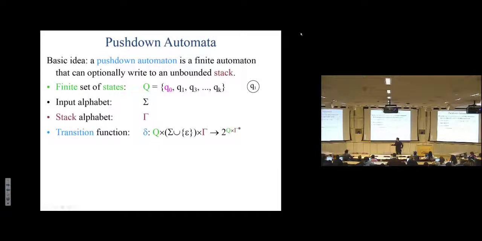Now, non-determinism is built right into the definition here. When we define finite automata, we didn't use the power set construction here in this definition of the type of the transition function delta. But here we look at all possible next states, all of them, not just a unique one.